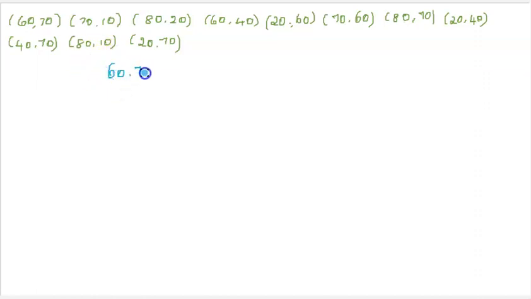So (60, 70) will be in the root, then (70, 10). 70 will be compared and so automatically put in the right. This is X dimension, this is Y dimension, right? Now (80, 20) will be compared with this one, and the Y dimension is compared for (80, 20). So 10 and 20 will be compared. As 20 is greater, it is put on the right side.